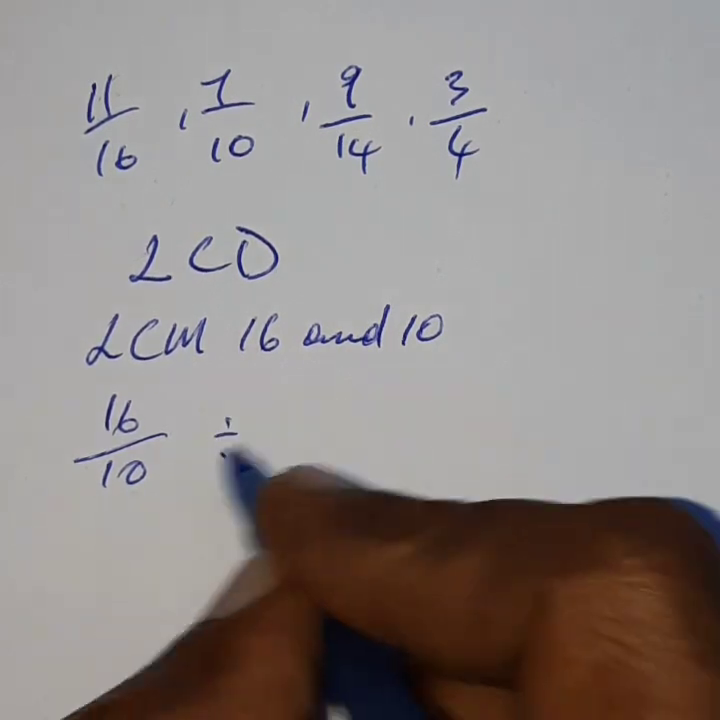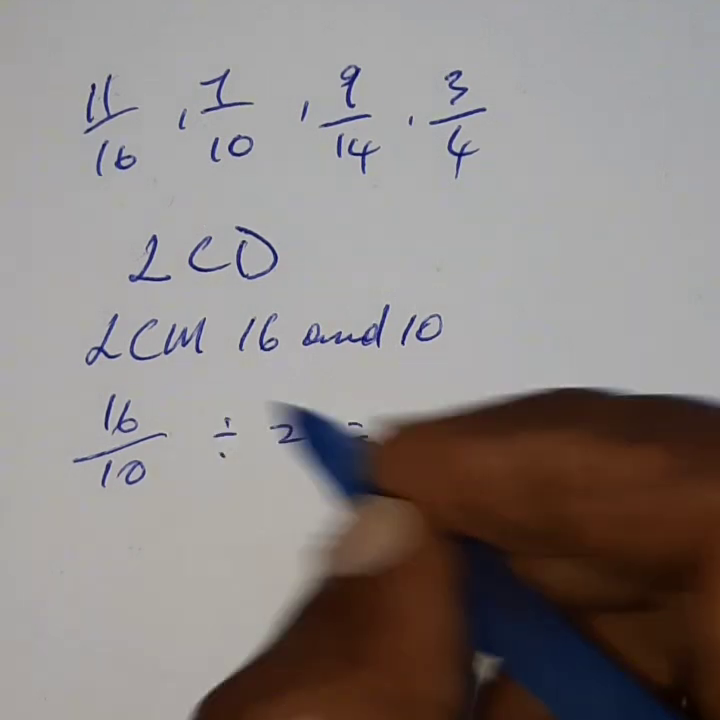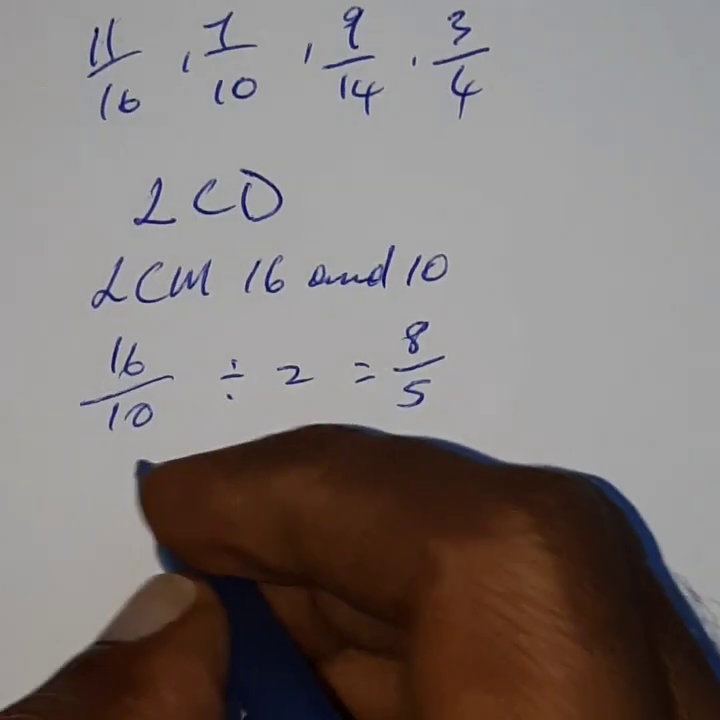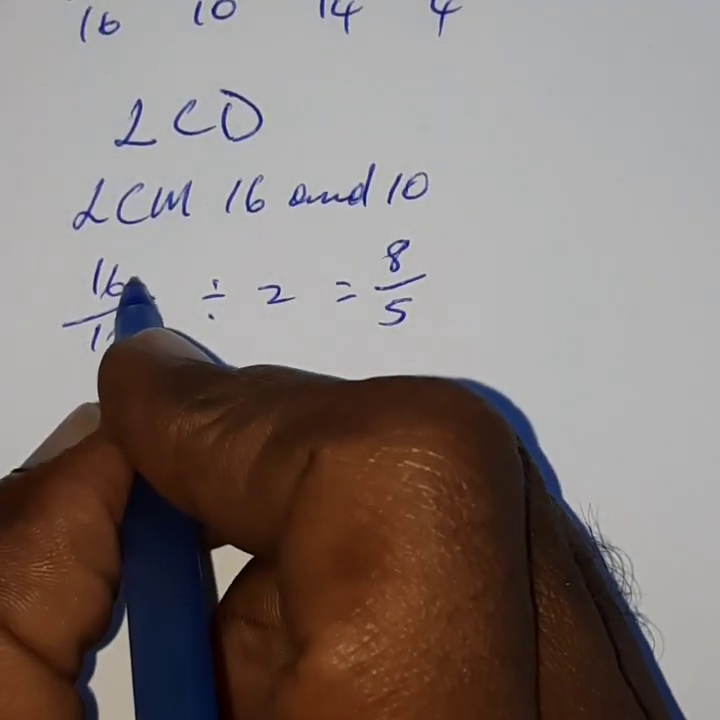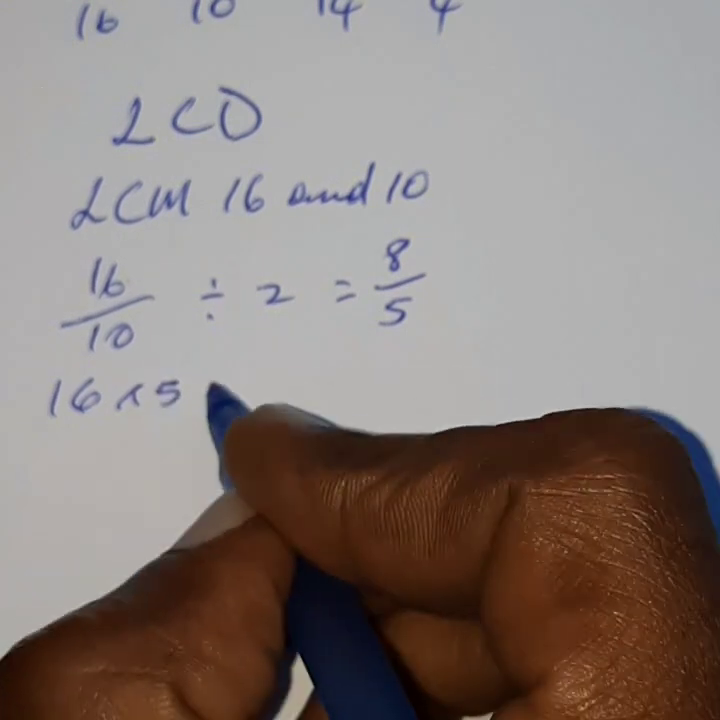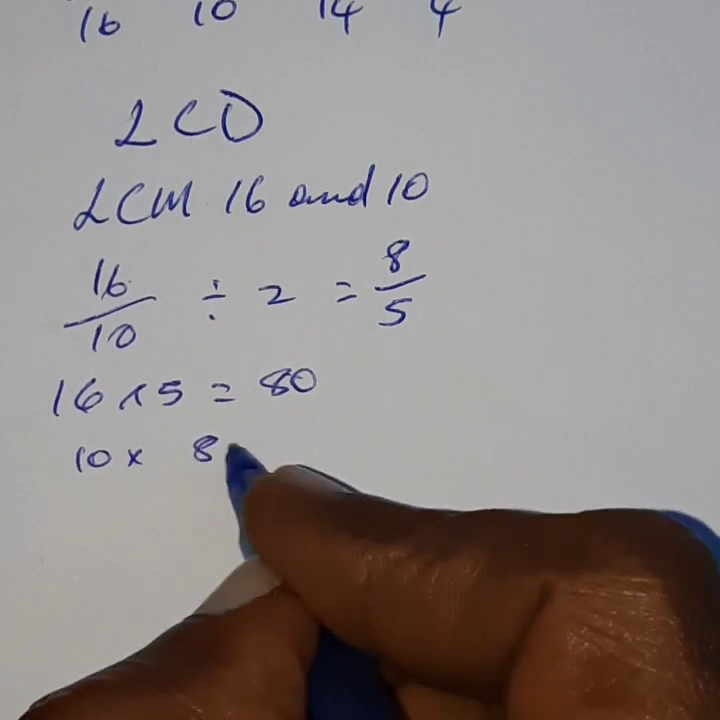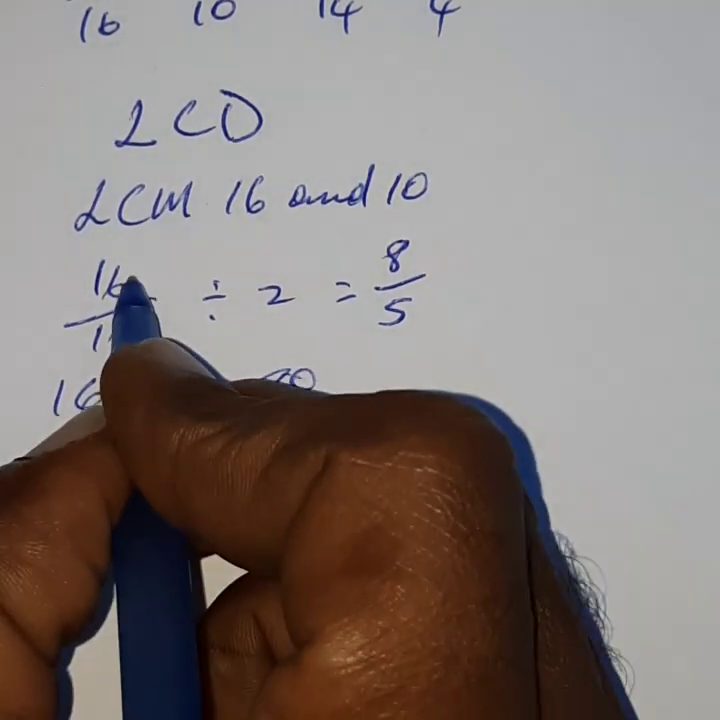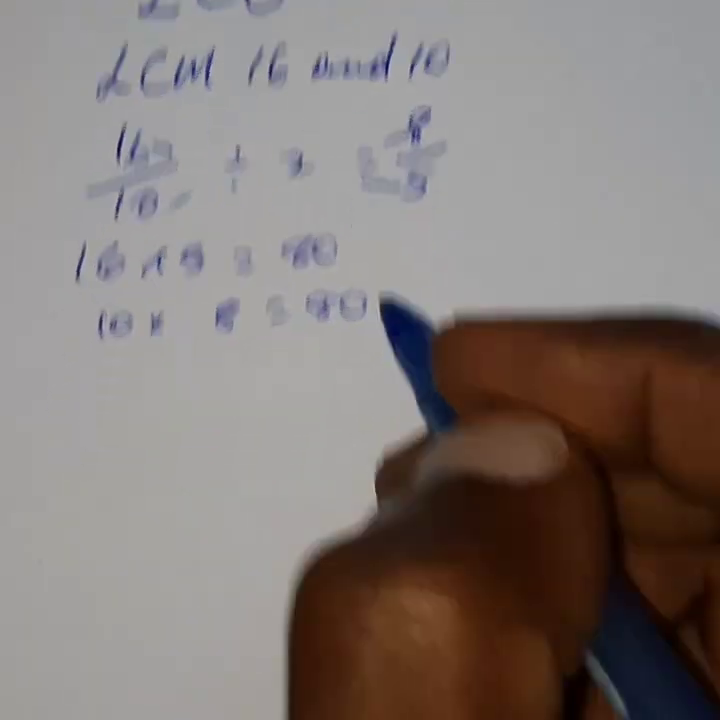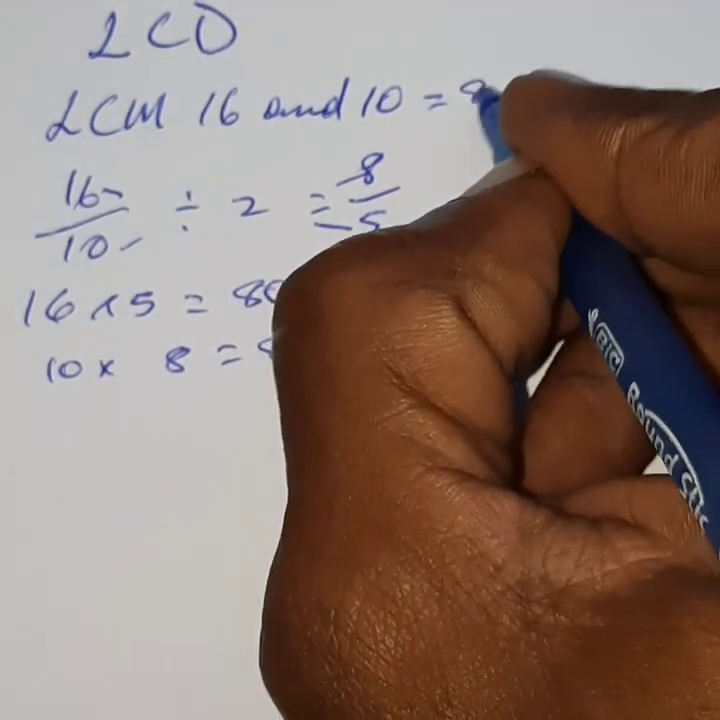I divide both sides by 2. 2 into 16 goes 8, and 2 into 10 goes 5. Right? So now we cross multiply. 16 times 5 equals 80. 10 times 8 equals 80. So we multiply this by this, that by that. So the LCM for 16 and 10 equals 80.